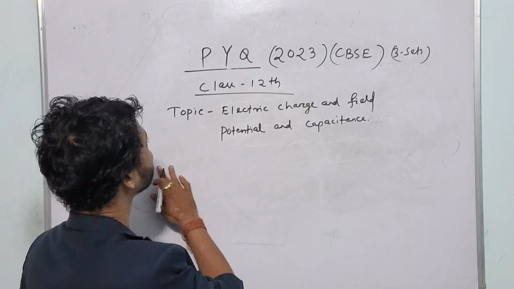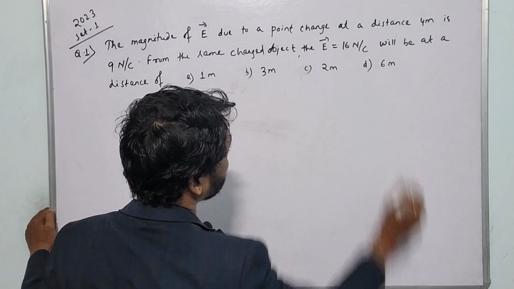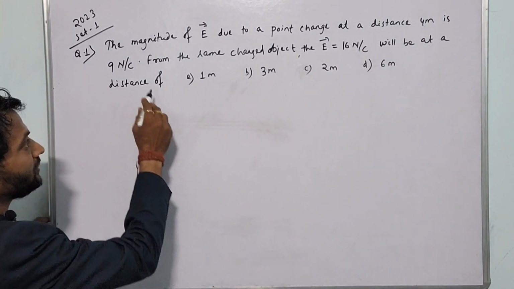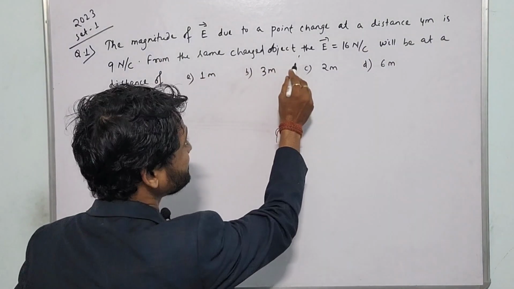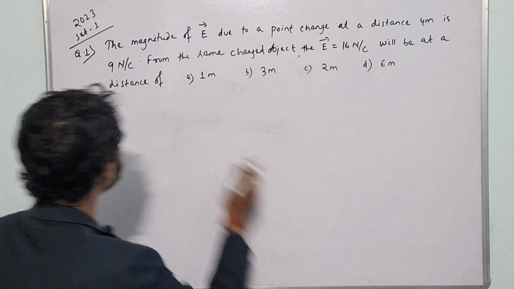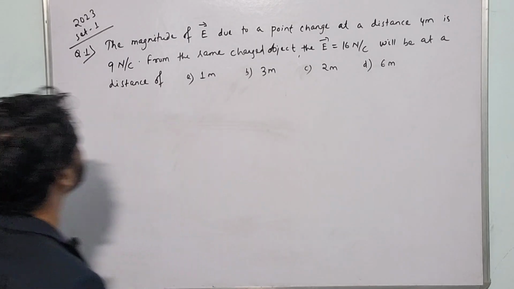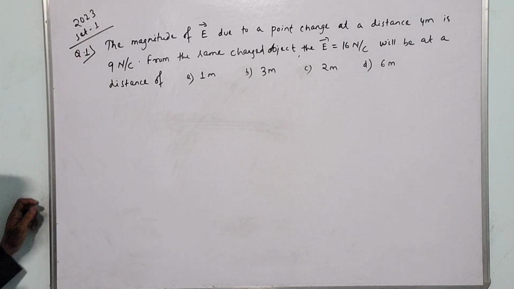So let's start. Look at the question. The magnitude of electric field due to a point charge at a distance of 4 meter is 9 Newton per coulomb. From the same point charge, the electric field will be 16 Newton per coulomb at a distance of, there are 4 options: 1 meter, 3 meter, 2 meter and 6 meter. That question came in 2023 set number 1.